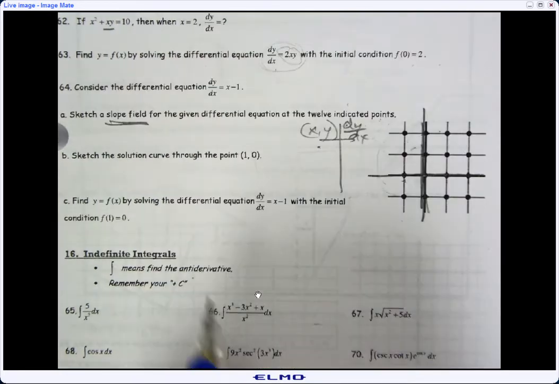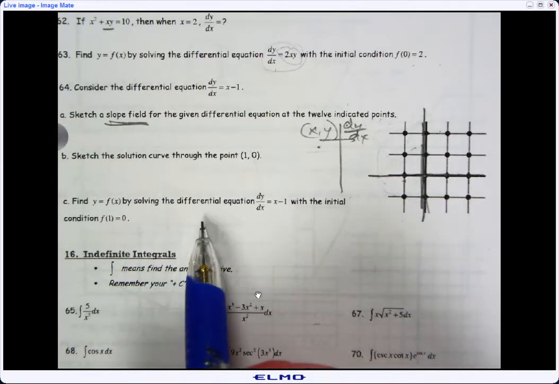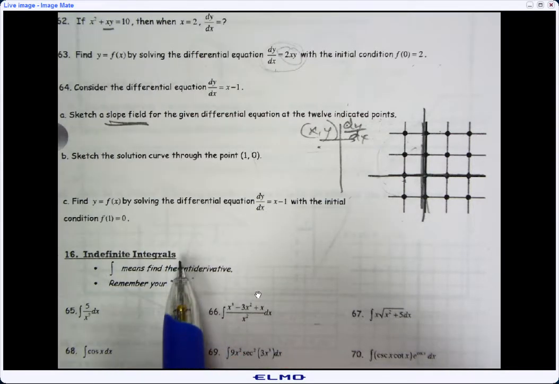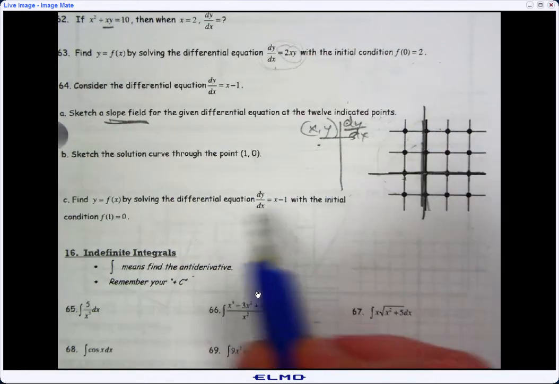And then you get down to here, it says solve the differential equation with the initial condition. To solve a differential equation, you're going to integrate. You want to get the x's with the x's and the y's with the y's, and there's some more examples of that.